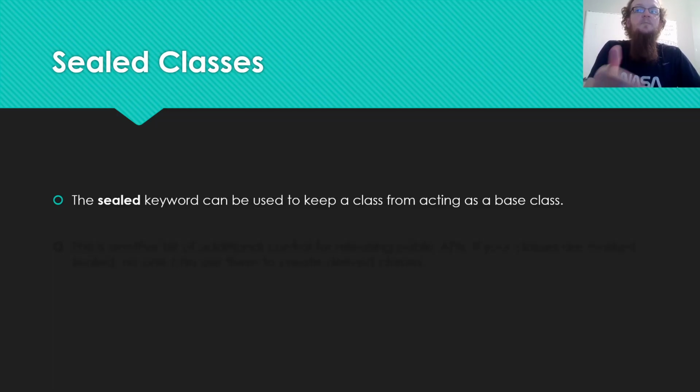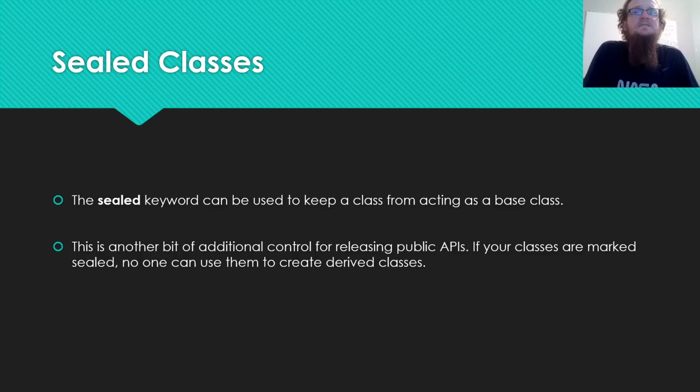Going one layer up, you can also use the sealed keyword. If you have a sealed class, that means that class can never be used in inheritance at all. So this is a way of getting away with terminating inheritance without making things static. And again, this is another bit of additional control.